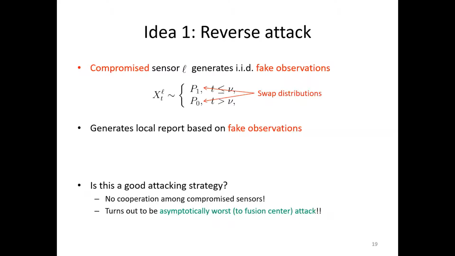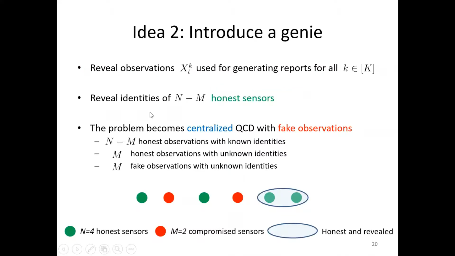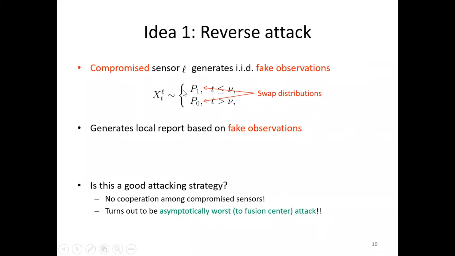That means if the event has not happened, the fake observations are IID from P1, and if the event happens, then the fake observations are IID from P0. So I just swap the distribution. And after this, the compromised sensor generates the reports based on these fake observations.